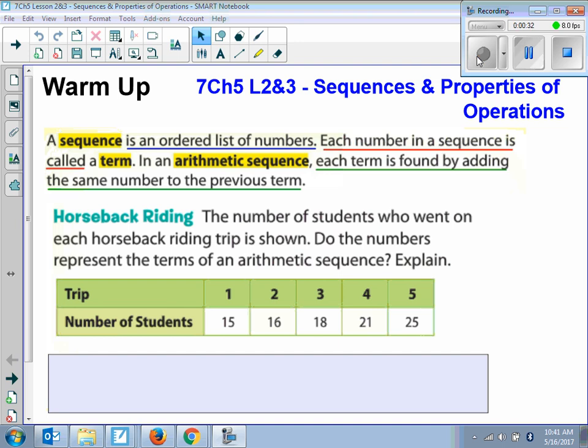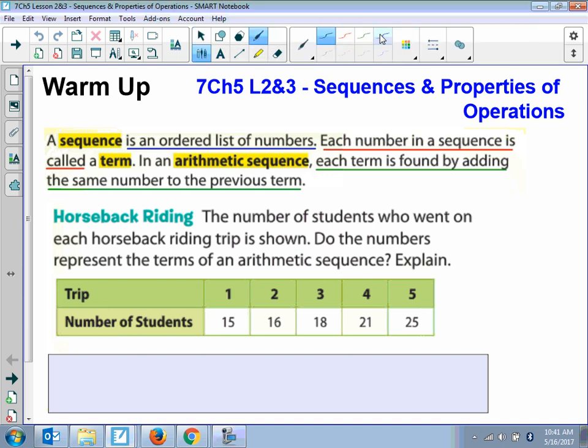So, it says the number of students who went on each horseback riding trip is shown. Do the numbers represent the terms of an arithmetic sequence? And we want to explain. So, the first thing we need to do is look at the patterns. If we're going from 15 to 16, how do I get from 15 to 16? Plus 1. Very good. And then from 16 to 18? Plus 2. Then 18 to 21? Good. And then from 21 to 25?